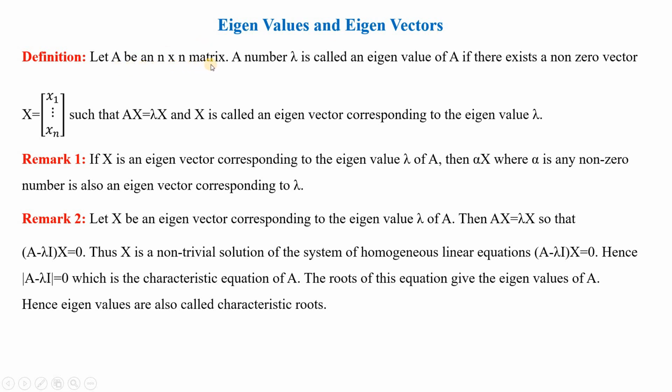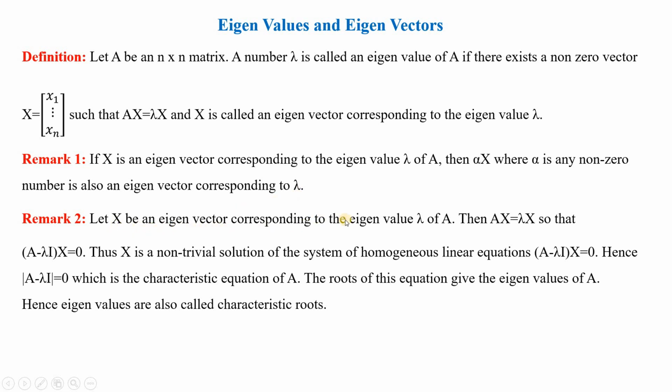Let A be an n by n matrix. A number lambda is called an eigenvalue of A if there exists a non-zero vector capital X equal to x1, x2, ..., xn such that Ax equal to lambda x, and this x is called an eigenvector corresponding to the eigenvalue lambda. If x is an eigenvector corresponding to the eigenvalue lambda of A, then alpha x, where alpha is any non-zero number, is also an eigenvector corresponding to lambda.